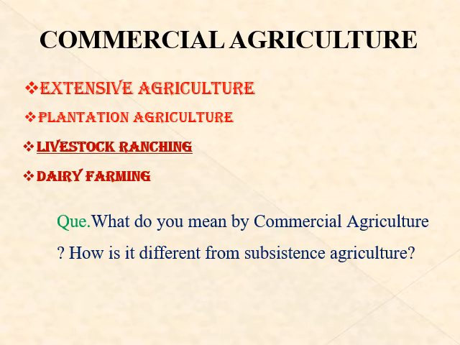Students, this type of agriculture is broadly divided into extensive agriculture, plantation agriculture, livestock ranching and dairy farming. First, extensive agriculture. Students, it is practiced in developed countries such as Australia, Canada, Russia, USA. This agriculture is done on a large scale on big land holdings by using modern machines. Then plantation.